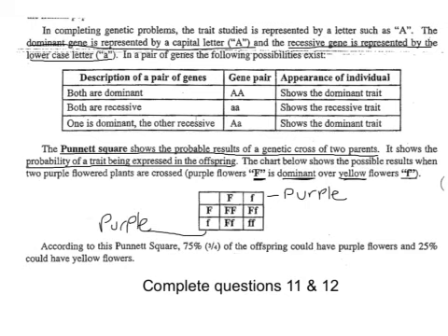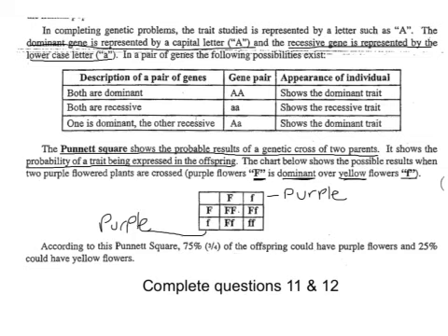And they have 4 possibilities for offspring. They have one offspring that could have 2 dominant Fs, so this one is definitely going to have purple flowers right here. We have another offspring who has a capital F and a lowercase f.